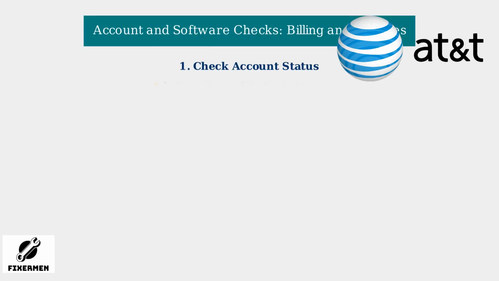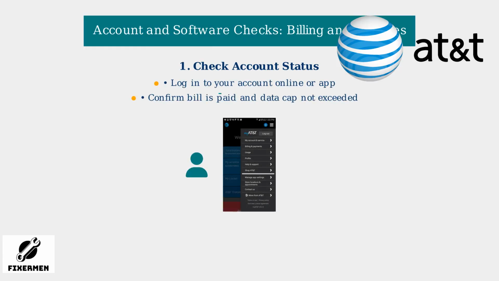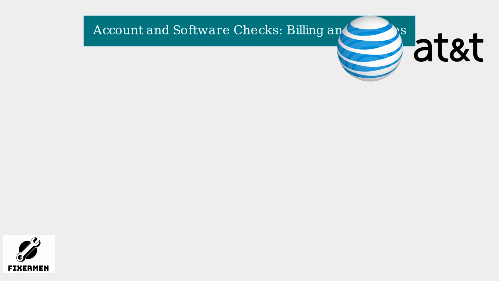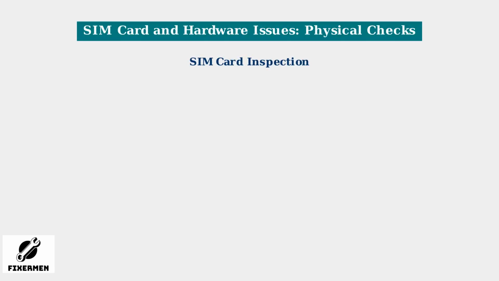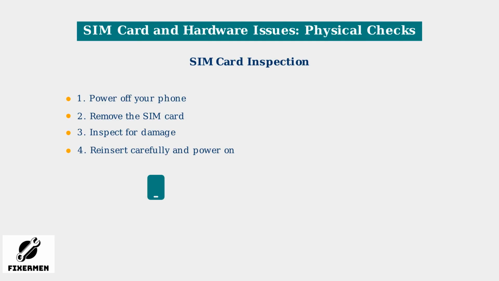Double-check your AT&T account status by logging in online or through the app to confirm your bill is paid and you haven't exceeded your data cap. Ensure your device's operating system and AT&T app are up to date, as outdated firmware can cause compatibility issues and performance problems.